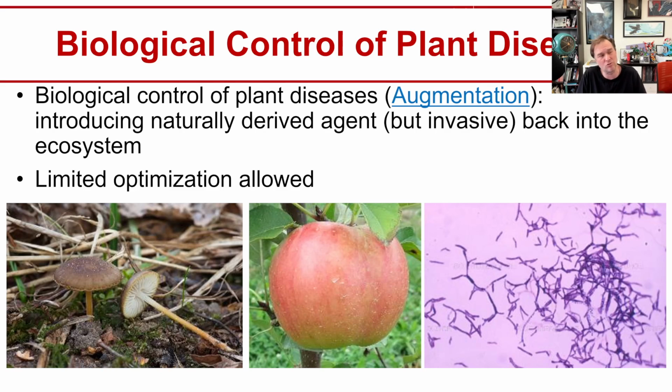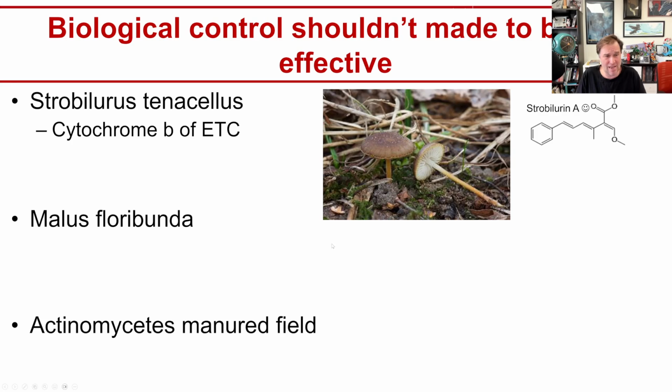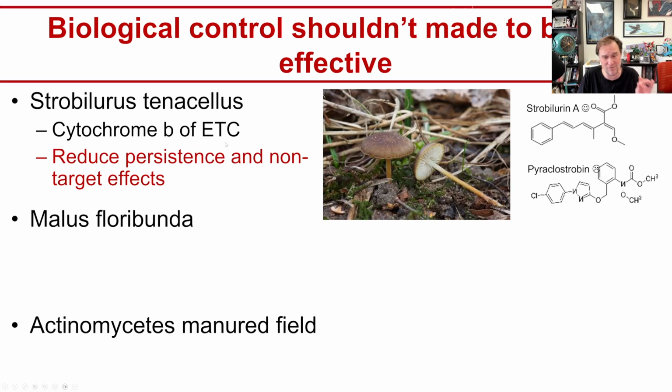It's still biological control. However, if you take these same things, Strobilurus tenacellus, actually what it does is it makes a compound, strobilurin A. If we make the soup, we can still use this, and it will bind to the electron transport chains. Back to that high school biology, it's basically cyanide for fungi only, not necessarily people. But if a chemist, let's say BASF, makes this, reduces the persistence of it, and reduces non-target effects, then it becomes a different molecule, pyraclostrobin, and it is no longer biological control.